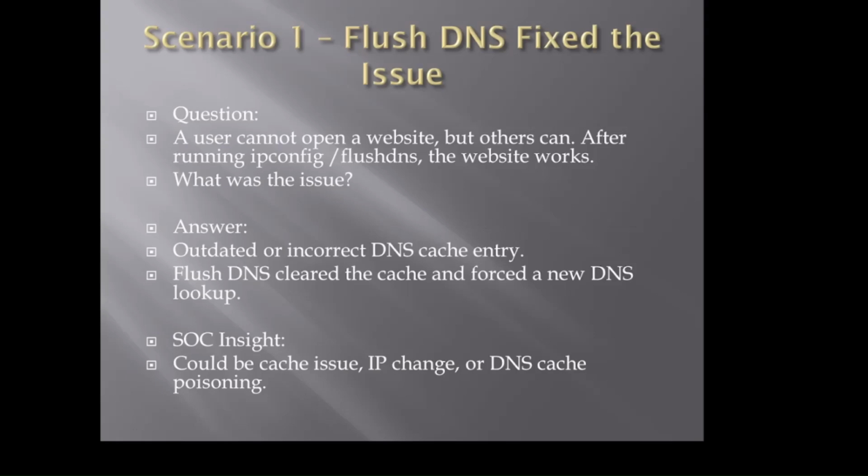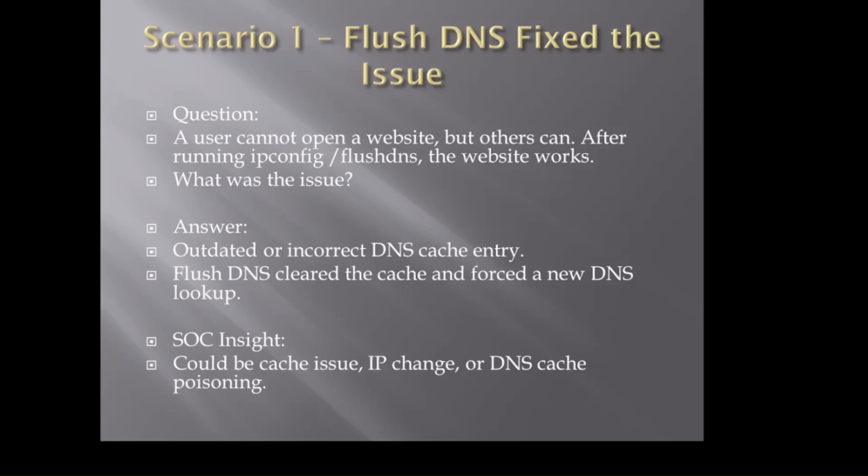The issue was most likely caused by an outdated or incorrect DNS cache entry stored in the local DNS resolver cache. The system was using an old IP address stored in the cache. After flushing the DNS cache, the system queried the DNS server again and got the correct IP address. From a SOC or troubleshooting perspective, this could happen if the website IP address changed, the cache was corrupted, or in rare cases DNS cache poisoning. We will discuss cache poisoning in our attacking section. Flushing DNS forces the system to perform a new DNS lookup.